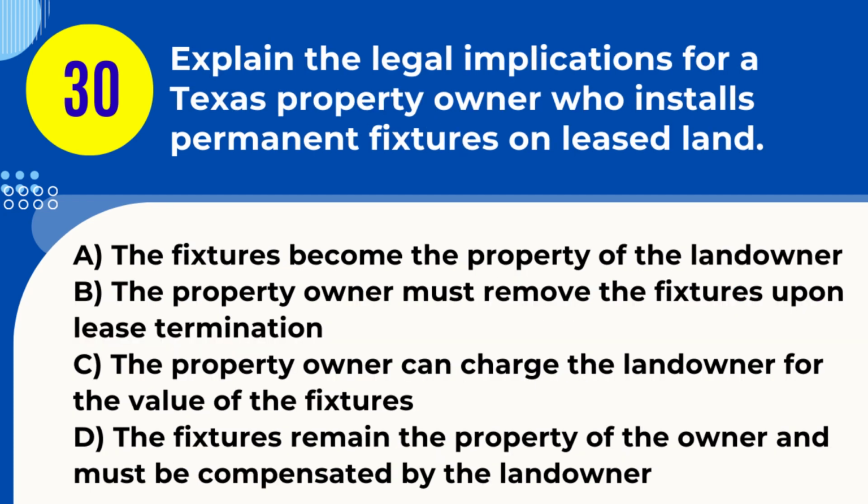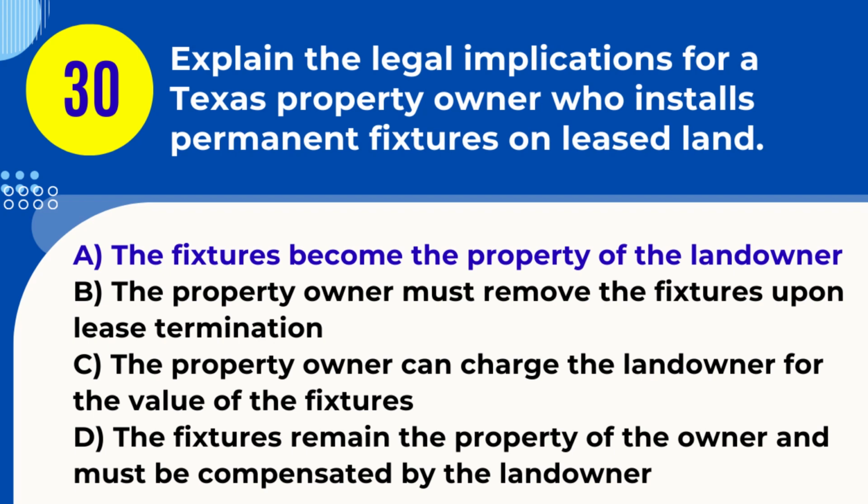Question 30. Explain the legal implications for a Texas property owner who installs permanent fixtures on leased land. A. The fixtures become the property of the landowner. B. The property owner must remove the fixtures upon lease termination. C. The property owner can charge the landowner for the value of the fixtures. D. The fixtures remain the property of the owner and must be compensated by the landowner. Answer: A. The fixtures become the property of the landowner.